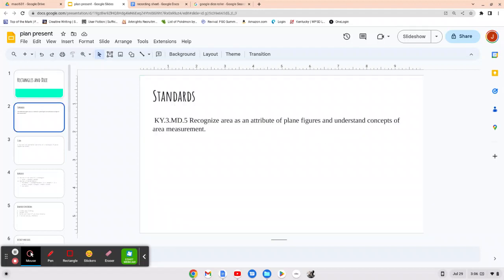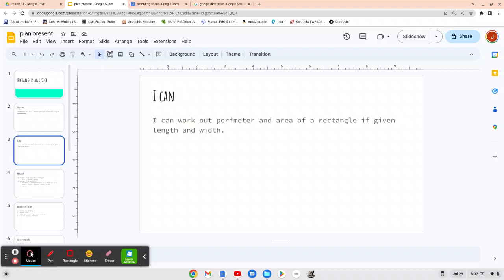The primary standard I'm looking at is Kentucky 3.MD.5: recognize area as an attribute of plane figures and understand concepts of area measurement, in this case rectangles. The I can statement is: I can work out perimeter and area of a rectangle if given length and width.